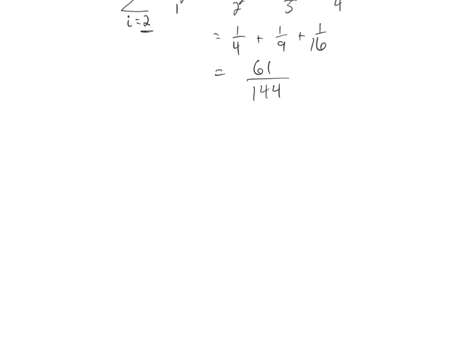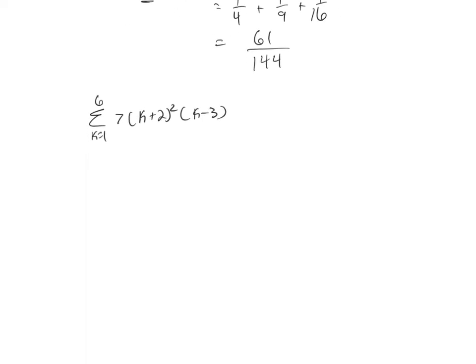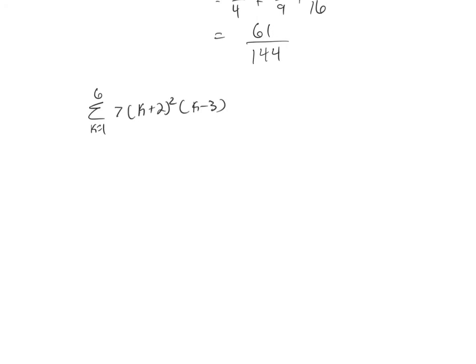Let's do another example of a summation. One last example here. Let's try one that's a little bit more difficult, I guess. Not difficult, just more involved. So let's say we have a summation of k equals 1, so we'll start at 1, ends at 6, and it's 7 times (k plus 2) squared times (k minus 3). So now we just gotta plug it in and add them up. So the first one is 1, right? So 1 plus 2 is 3 squared.